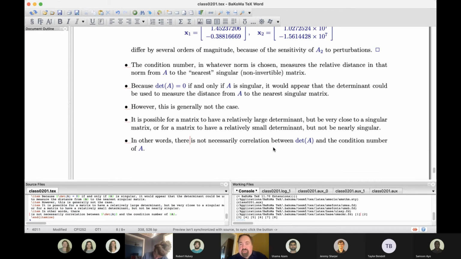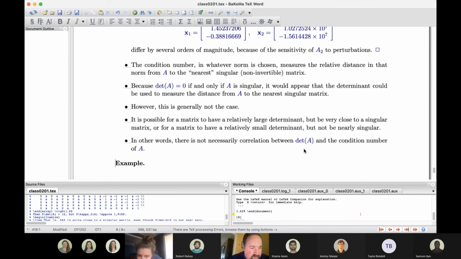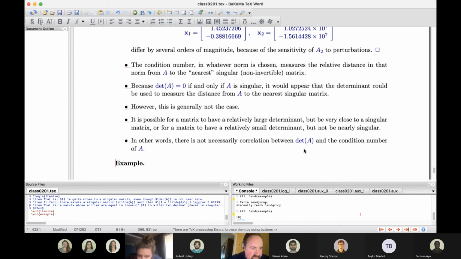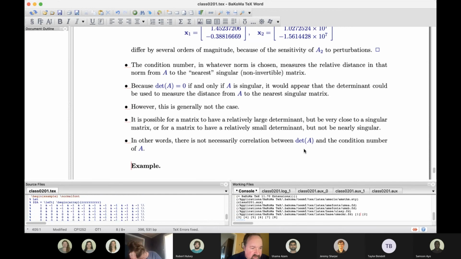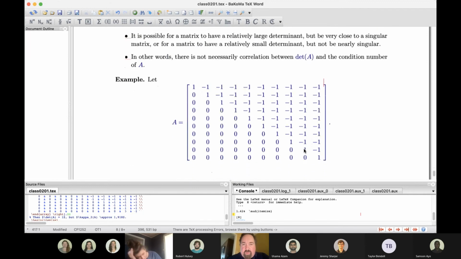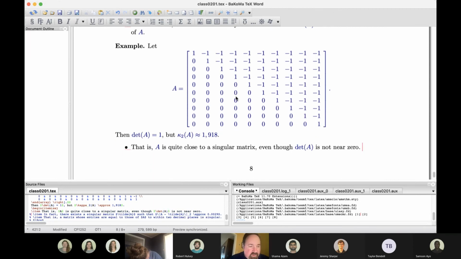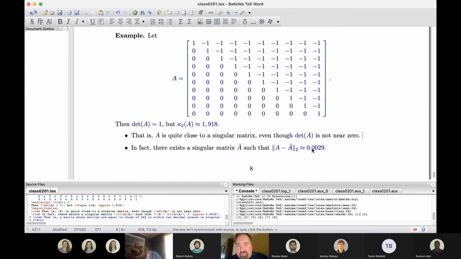So the determinant of A, while it's zero if and only if singular, doesn't give a notion of distance from singularity. As an example, I'll show you this matrix that has this strange pattern of ones and minus ones. But it's upper triangular, so the determinant is just a product of the diagonal entries. The determinant is 1. The condition number is nearly 2,000, so it's not very well conditioned. But the determinant is nowhere near 0. But A is still close to a singular matrix. So in fact, there is a singular matrix that's this close to A.